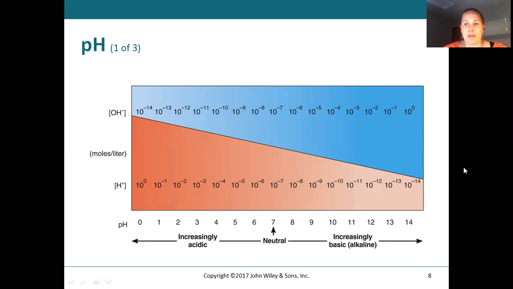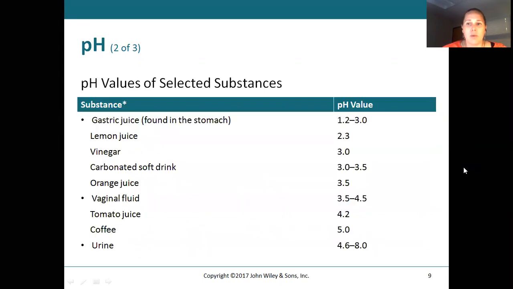A great example of that would be the stomach, right? Your stomach needs to break down the food that you consume, so that's a very highly acidic environment, meaning that there are a lot of hydronium ions there helping assist the breakdown of proteins and carbohydrates and different things that you're consuming. So this is a great example of the different pHs we see within the body. You have things like gastric juice, which, like I mentioned, is a very acidic environment. A pH of 1.2 to 3 means we've got a lot of H+ there.